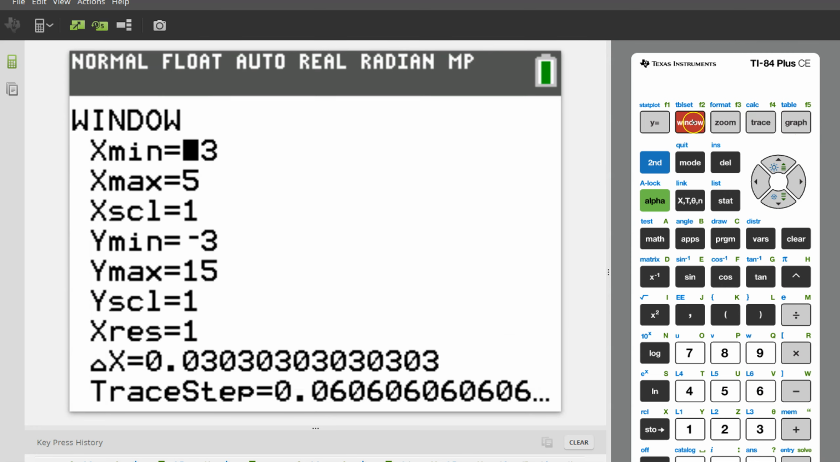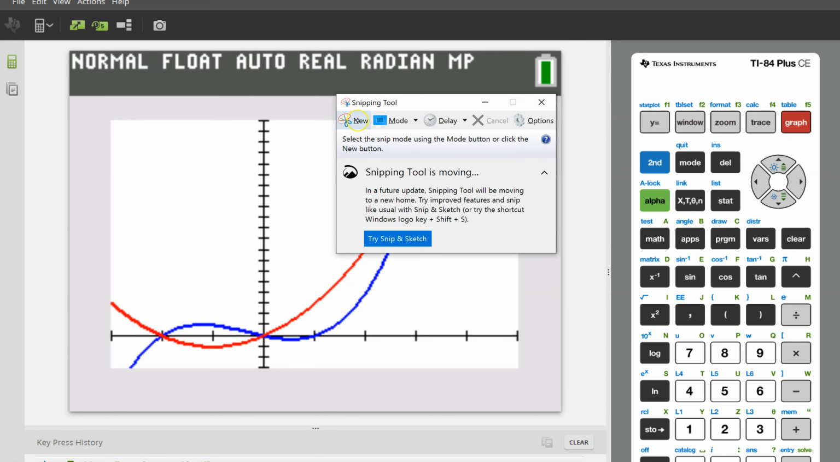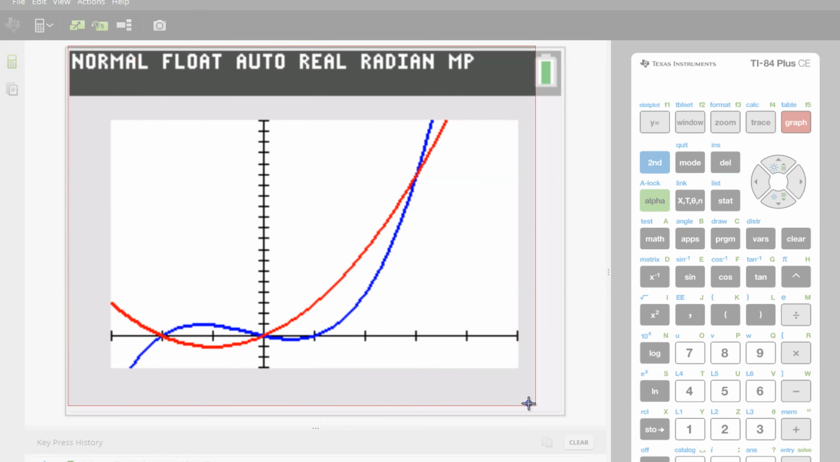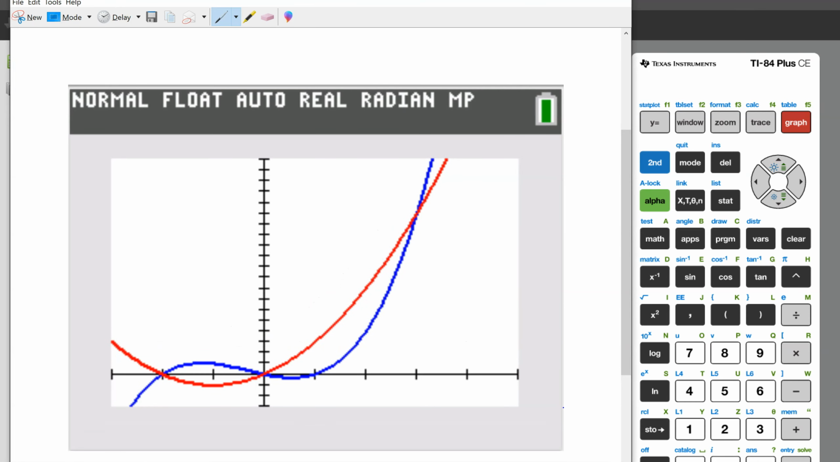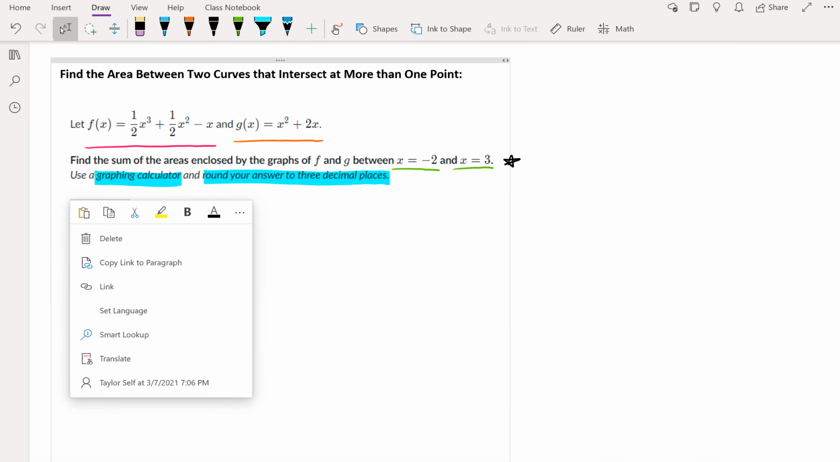Oh, barely. So y'all, this is just to show you that you may need to adjust your window. Let's go to where y equals 20. And I wanted y'all to have practice adjusting the window. Okay, cool. So now we can see where our graphs intersect, and I'm going to snip this actually. We're going to put it in our OneNote. But you would be able to see this on your calculator and look back and forth between your calculator and your paper.